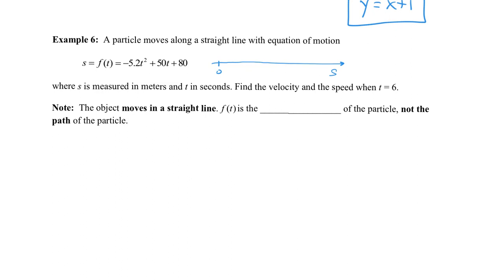And then a little note here, just to recap what I just said. The object moves in a straight line. F of T is the position of the particle, not the path of the particle. Also, a lot of times in calculus you study these so-called particles. Well, it's not that you're going to be studying particles, but a lot of times the center of mass of a large object could be treated like a particle. So that's why you'll see this a lot of times. So this particle could be the center of mass of a satellite. So it isn't necessarily just a particle, but we can treat it like that.